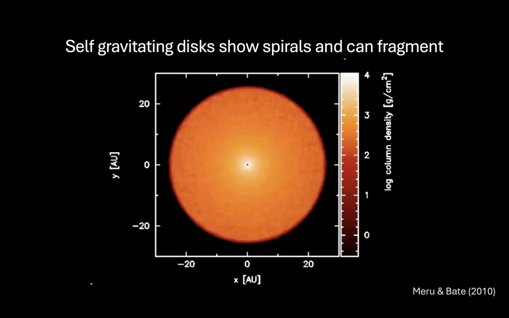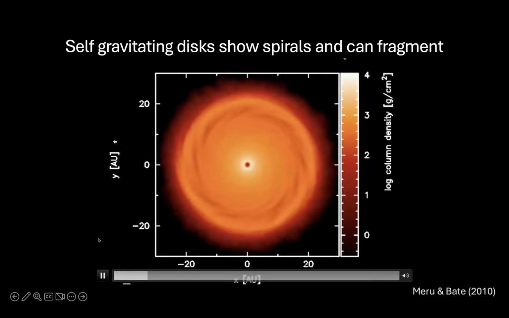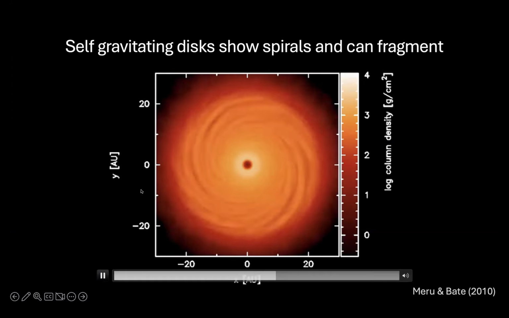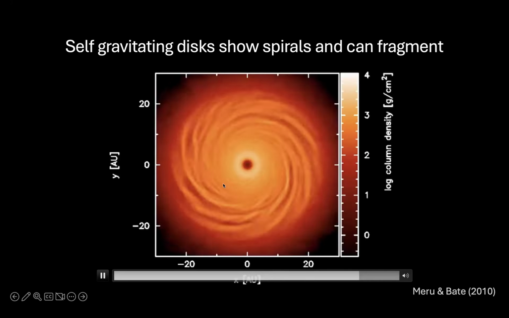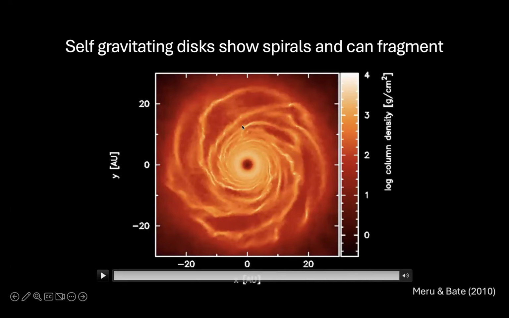So we want to do our best to simulate and see what happens in that self-gravitating phase, because disks can fragment, which was shown in 3D hydrodynamic simulations by Meru and Bate in 2010. So I'm going to play this movie here, where we have a self-gravitating disk where fragments will be forming, which can lead to giant planets. We can see that this forms spiral structures, and the spiral structures then form fragments.